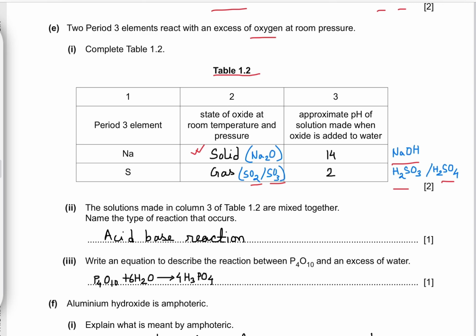2. The solutions made in column 3 of table 1.2 are mixed together. Name the type of reaction that occurs. So here we are getting a base and an acid. So we can write it will be an acid-base reaction. Write an equation to describe the reaction between P4O10, which is a phosphorus oxide, and an excess of water. So here is our phosphorus oxide and water. It will give phosphoric acid, H3PO4. Then we just need to balance the equation.